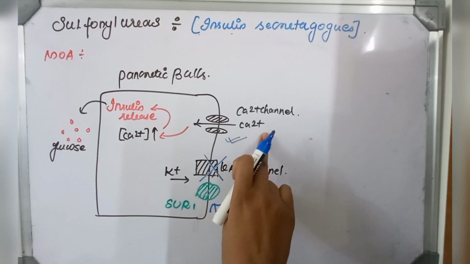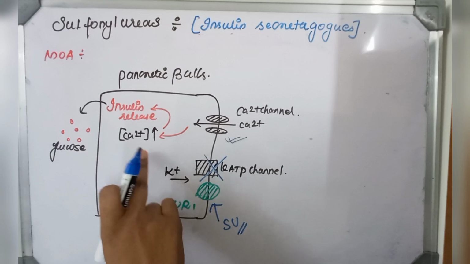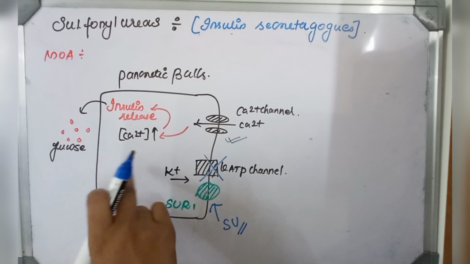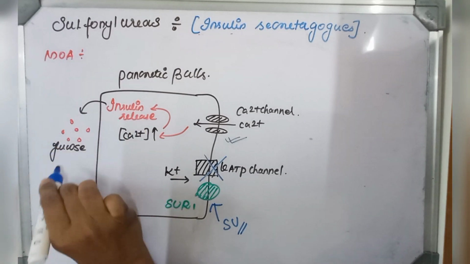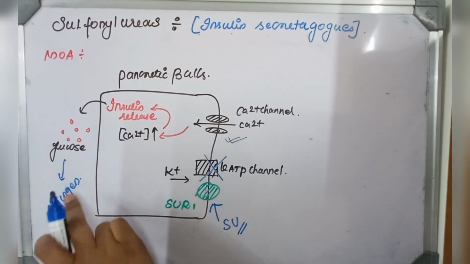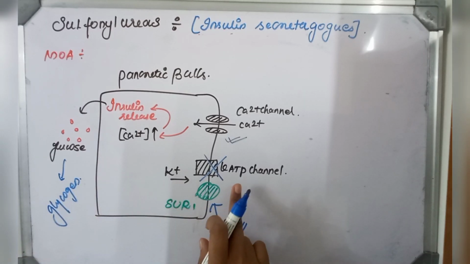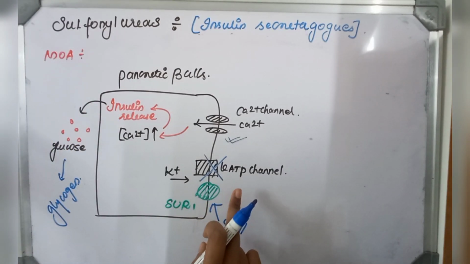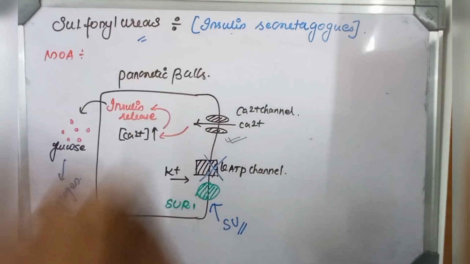On opening of the calcium channel, calcium enters the cells and the intracellular calcium level increases, which in turn releases insulin. This insulin acts on the free glucose, leading to formation of glycogen, so that the blood glucose level decreases. Note that sulfonylureas come under the category of potassium ATP channel blockers, which is why we call them potassium ATP blockers.